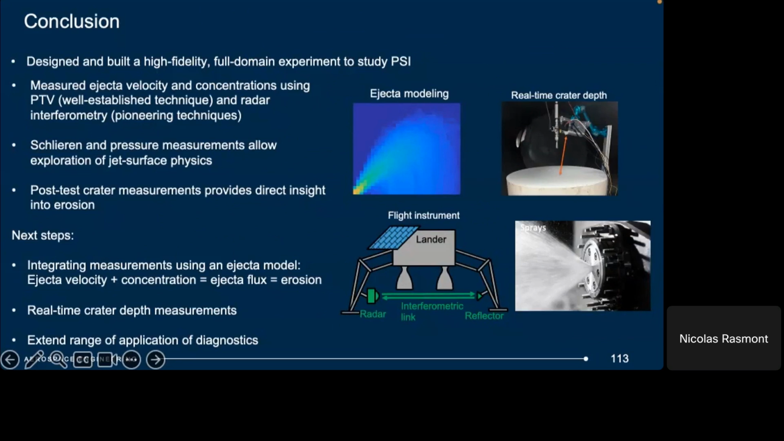Great. So in conclusion, we have designed and built a high-fidelity full-domain experiment to study PSI. We have measured ejecta velocity and concentration using PTV, a well-established technique, and radar interferometry, a technique that we are pioneering. Those measurements allow us to provide insight into ejecta dynamics. The next step would be to integrate the measurements using an ejecta model, because if you have ejecta velocity and concentration, you have flux, and therefore a lot of information about ejecta transport and erosion. We also want to add real-time crater depth measurements and extend the range of application of the diagnostic to flight instruments and non-PSI applications. I think I'm done here.